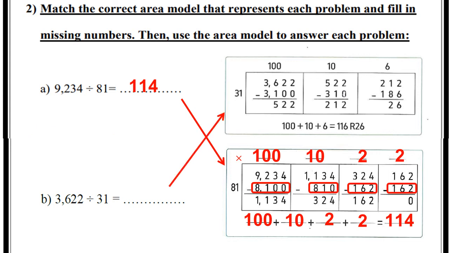And now here, let's find the total or the final answer. We have here 100, we wrote it, 10, we wrote it, 6, we wrote it. So the answer will be 116. And here 26 as a remainder, so plus R26. So the answer is 116 and the remainder is 26.